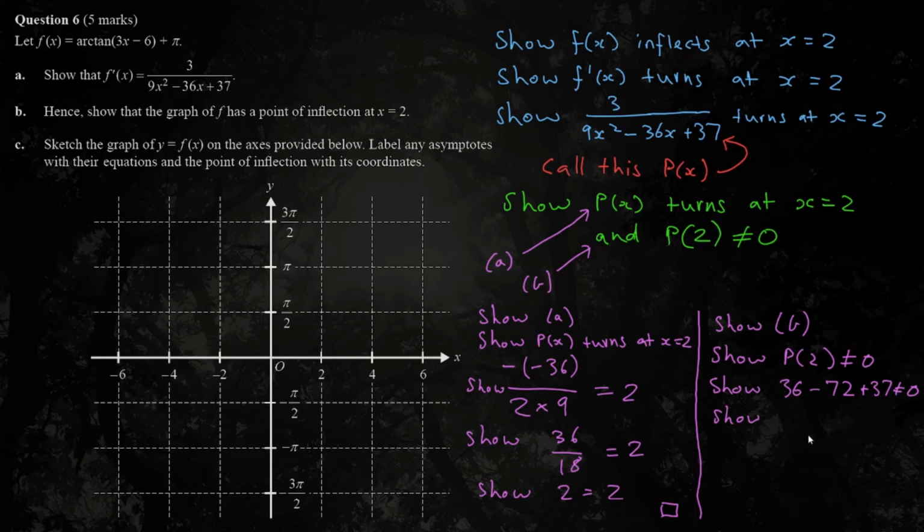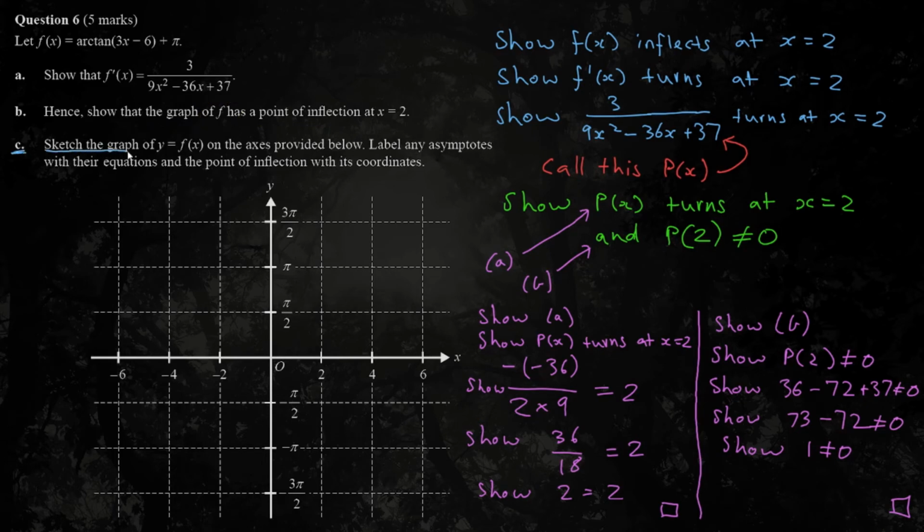And we're trying to show that, so let's combine the 36 and the 37 together. So we're trying to show that 73 minus 72 is not 0, which should be pretty obvious. We're basically trying to show that 1 is not 0, and that's trivial. Okay, so we've completed both subproofs, and therefore our proof is finished. So therefore we can say that we've proved that the graph of f has a point of inflection at x equals 2. Okay, so let's go to part C.